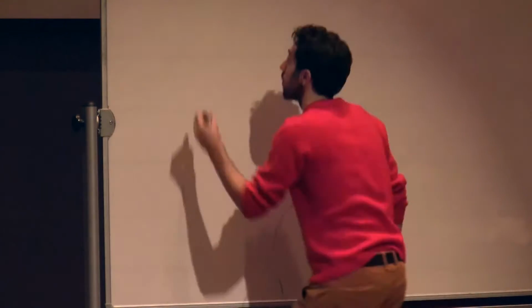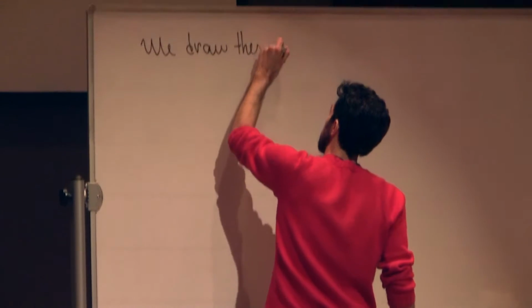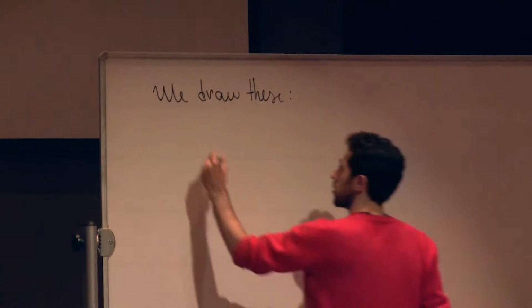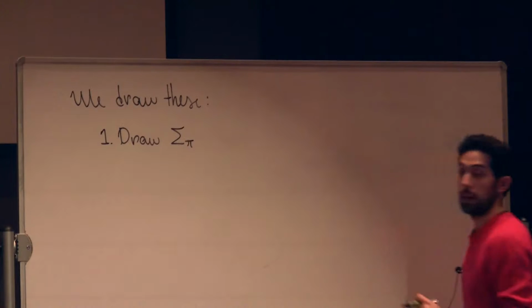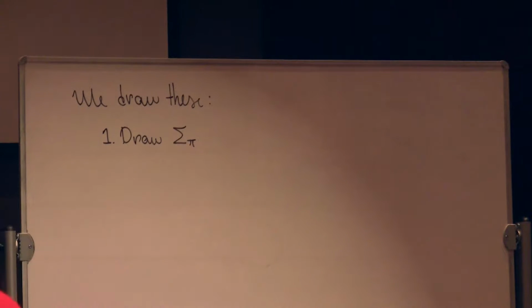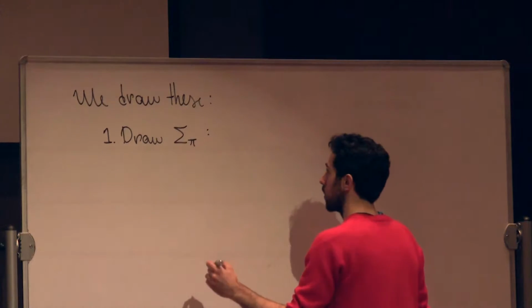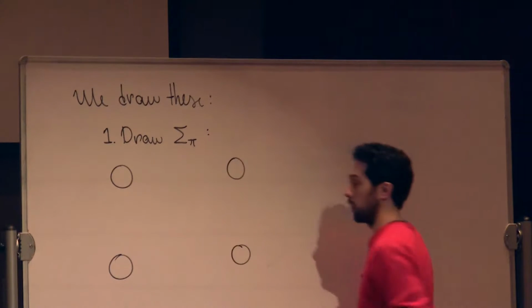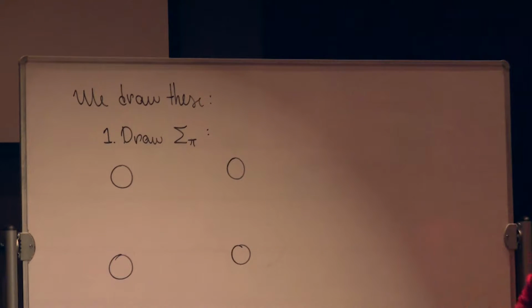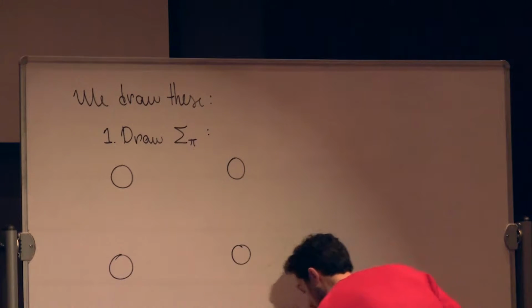So let's try to draw these things. The first thing you do is you draw sigma pi. And sigma pi is what? In these two last examples, recall that sigma pi was equal to A2. So let's draw A2. Well, that's the one we've been drawing all along. So just one in here and one in here. If you want, these are the two one-handles in the 4-dimensional case, which would correspond to the punctured torus.